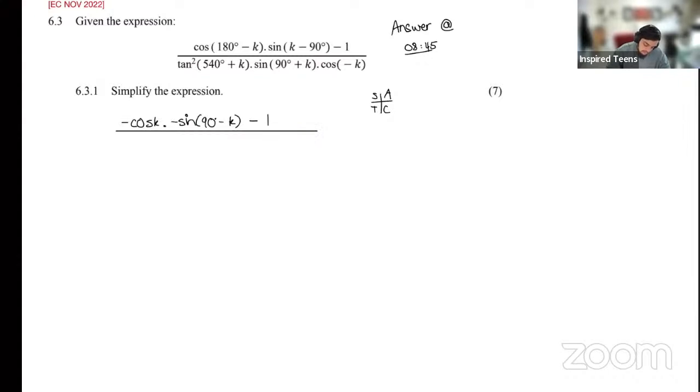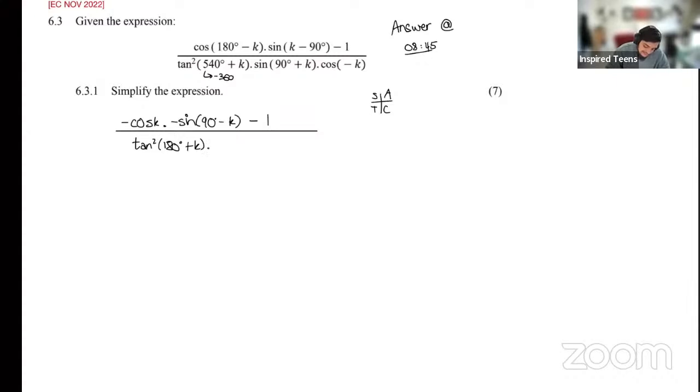Okay, and then let's look at the bottom. We have tangent squared of 540 plus k. 540 is bigger than 360, so I'm going to minus 360. And this becomes tangent squared of 540 minus 360, which is 180, that's more what we're used to, plus k. We'll reduce that in the next step.